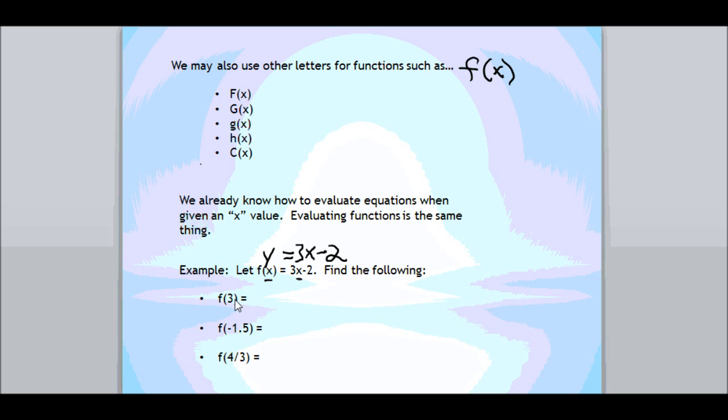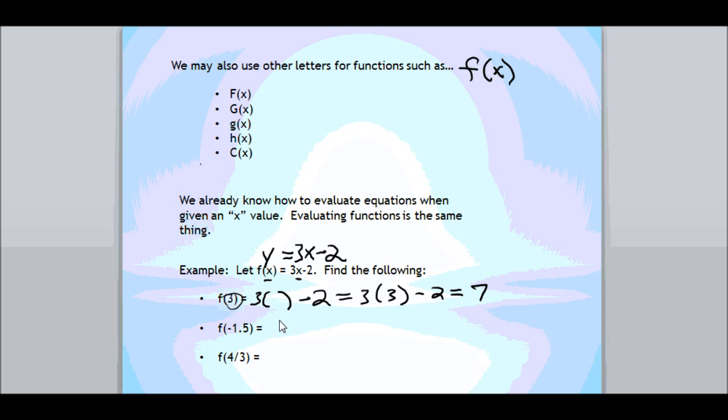And so before I actually plug it in, I can write it like this. 3 times this would have been x minus 2. So 3x minus 2. But now instead of x, we now plug in 3. So we get 3 times 3 minus 2. Okay. And that would give us 9 minus 2, which is 7. And you go ahead and you do that for the other ones.